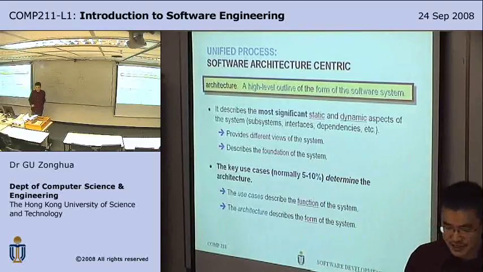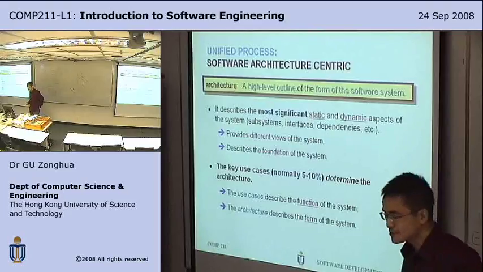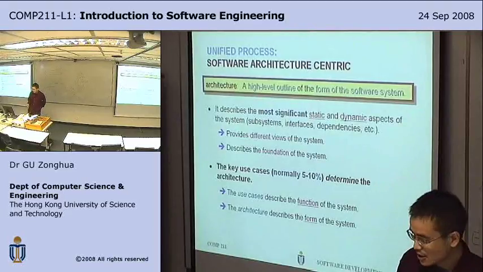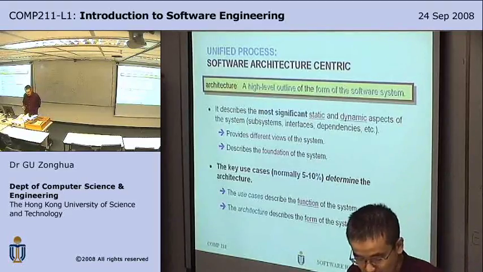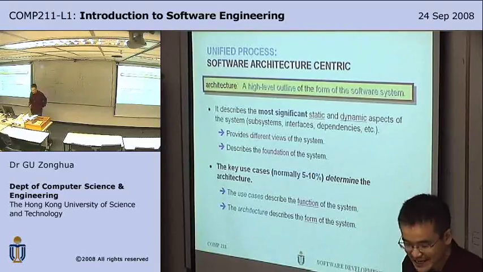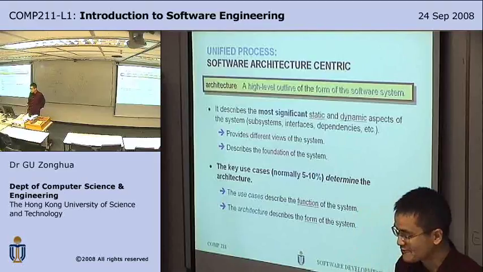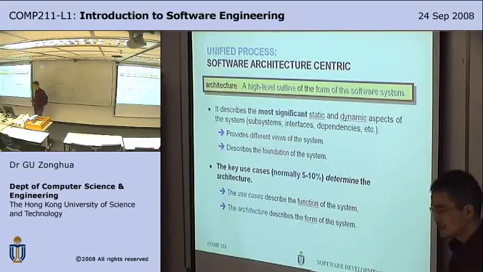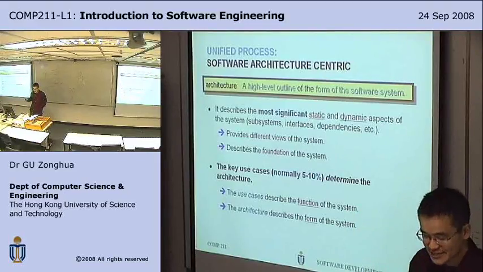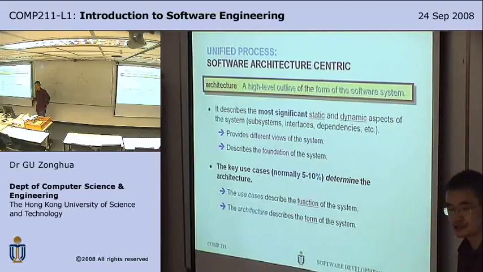The key use cases determine the architecture. Normally, 5 to 10% of the use cases are the key use cases. The rest are secondary use cases. So the use cases describe the function of the system, and architecture describes the form of the system. The function is the what the users want. The form is the how it's accomplished.